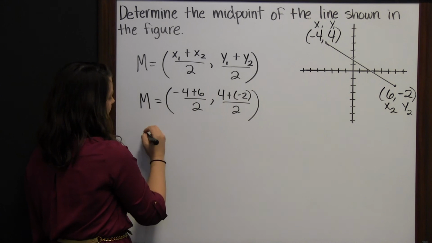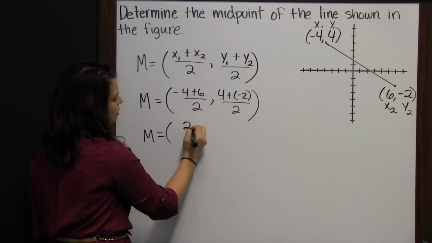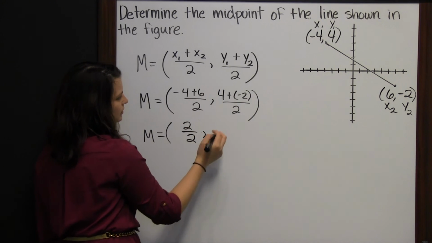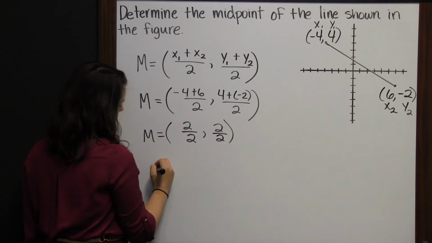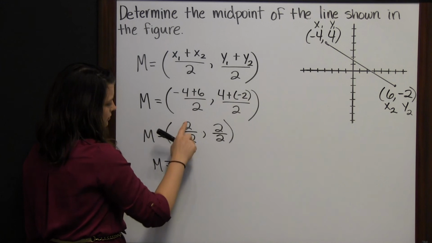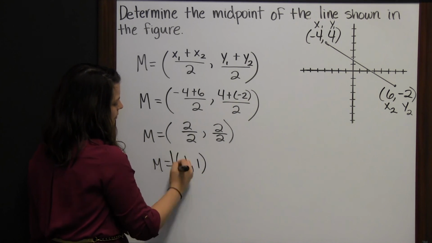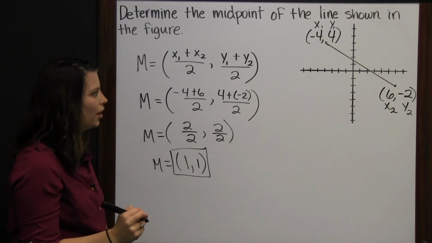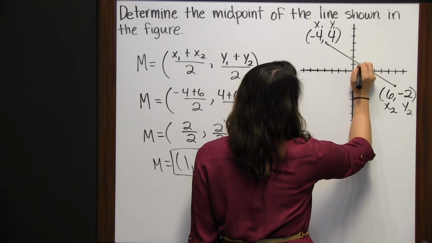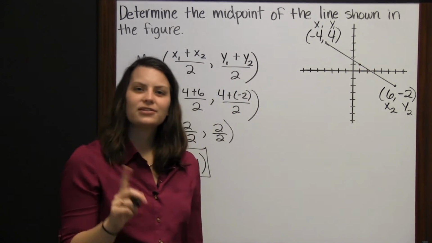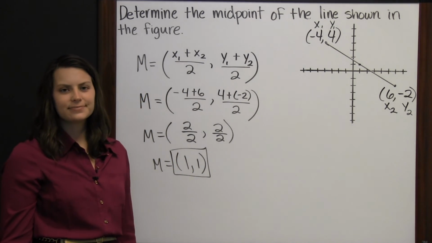Now we need to simplify by adding. Negative 4 plus 6 is 2 divided by 2. 4 plus negative 2 is 2 divided by 2. And finally we divide. 2 divided by 2 is 1. So the midpoint is (1, 1), which you can see on this graph, over 1, up 1. And you know that point does look like it's right in the middle of that line. So that's our midpoint.